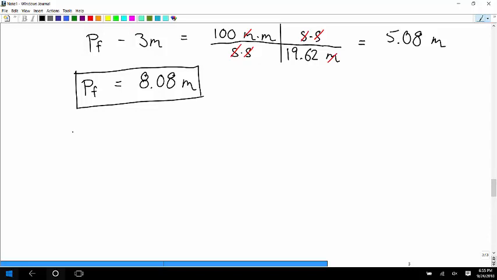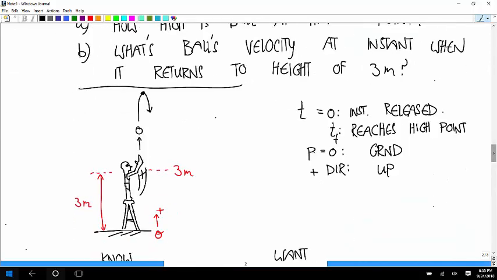Okay, so now we're going on to part B. So part B is asking, what's the velocity of the ball when it's thrown from a height of 3 meters, goes up, reaches the highest point, 8.08 meters above the ground, and it comes back down, and at some point it's going to cross that height that it started at. And we want to calculate the velocity of the ball at the instant that it returns to that starting height.